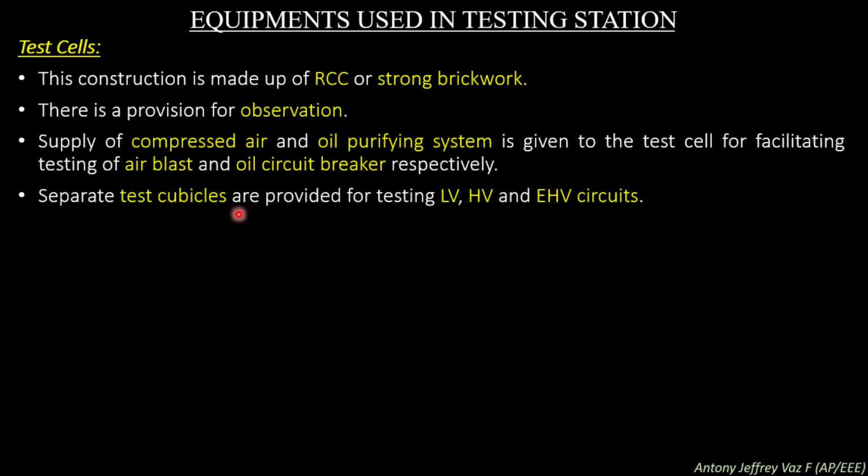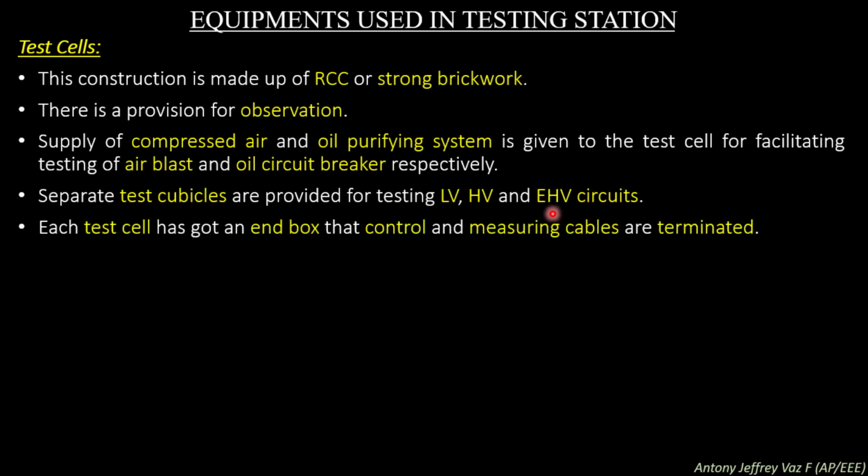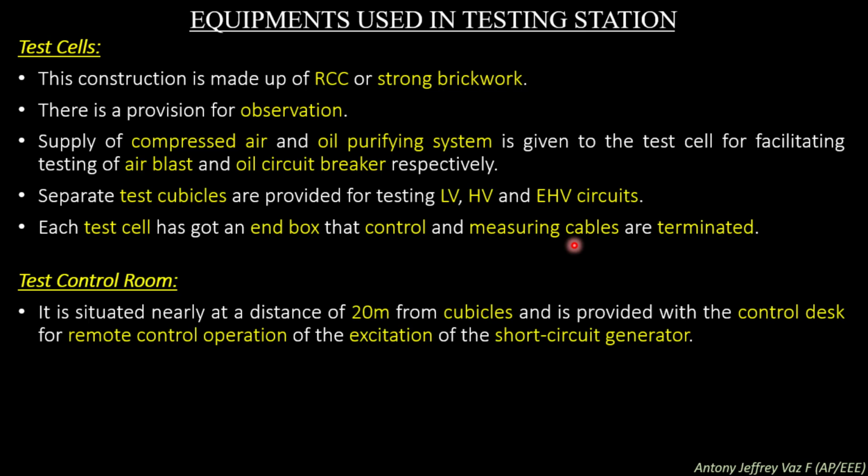Separate test cubicles are provided for testing of low voltage, high voltage and extra high voltage circuits. So, test cubicles can be provided for the testing of low voltage circuit breakers, high voltage circuit breakers and also extra high voltage circuit breakers. Each test cell has an end box where control and measuring cables are terminated. So, in the test cell, the circuit breaker terminals are connected at the end box, and each test cell has an end box so that the terminals are terminated there.